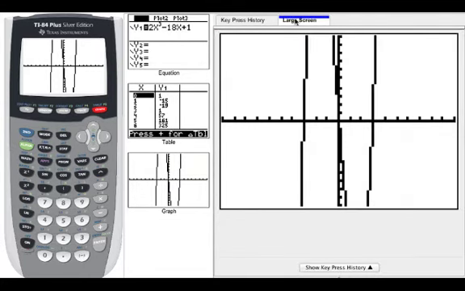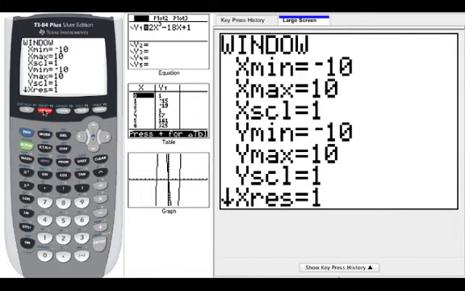And this just looks like a bunch of almost vertical lines. Well, when you see something like this, what that means is you probably are going to need to adjust your window some. It looks like the graph goes up higher than what we can see in a standard 10 by 10 and lower than we can see. And so what we want to do is go to the window. So we hit the window key.